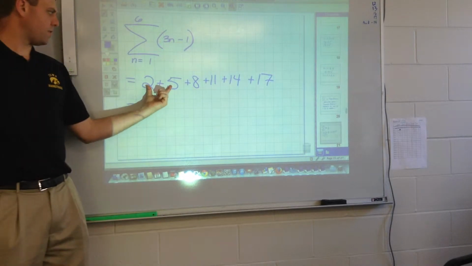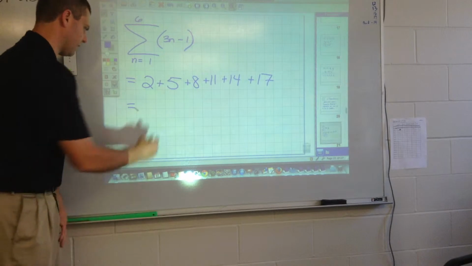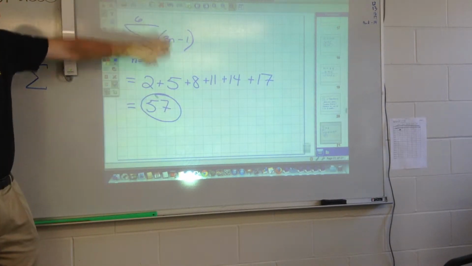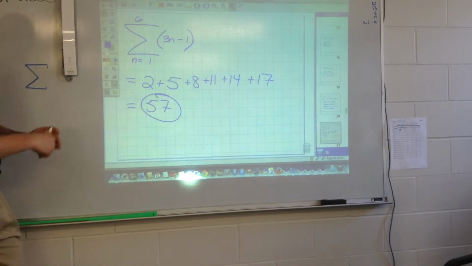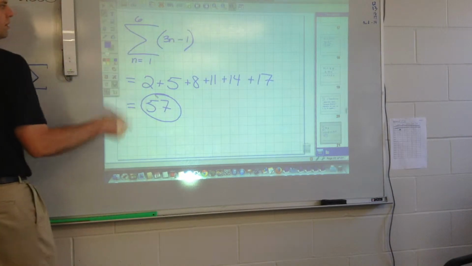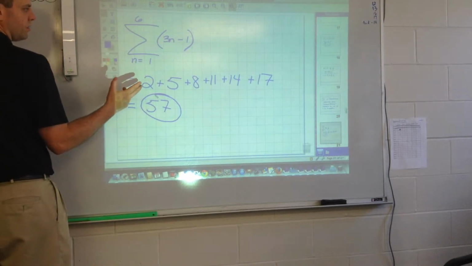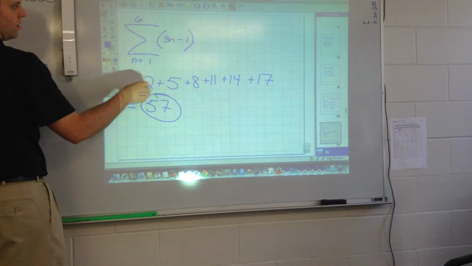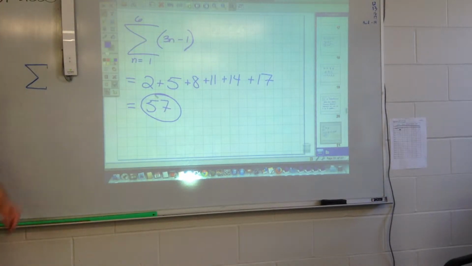So add them all up: 7, 15, 26, 40, 57. The answer would be 57. So the answer to this is 57. Okay? All this is telling you to do, it's telling you to find the sum, or add up all the numbers 3n minus 1, from where n equals 1 through 6. Is basically what it's telling you to do. Okay?